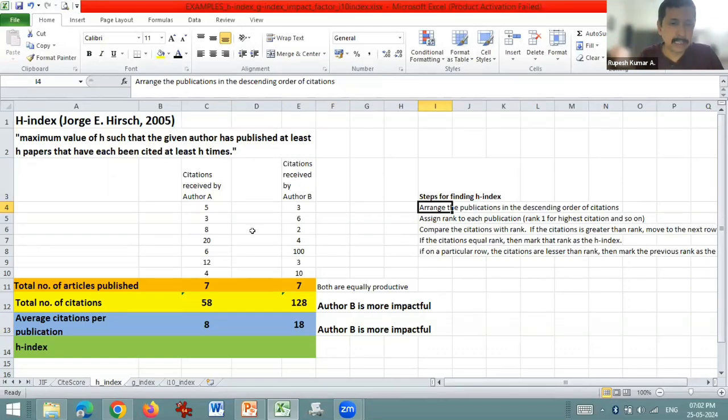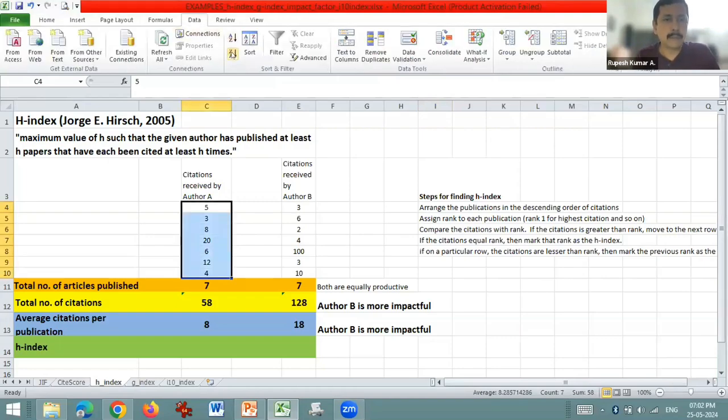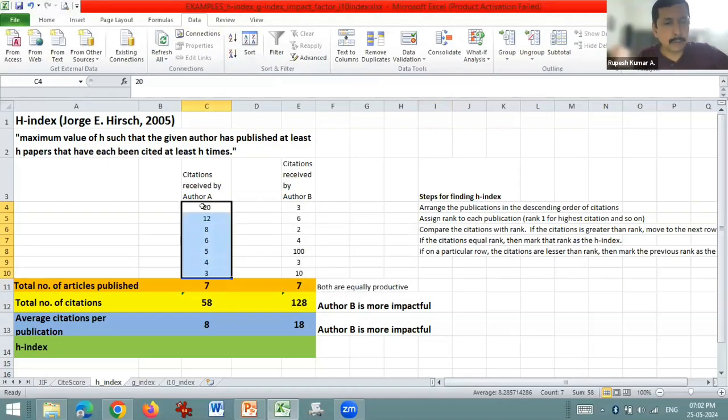So let us do it. I will take up author A. I will select the citations, go to sort, and sort it in ZA, that is descending order. Now, these publications are sorted in the descending order of citations. That means higher to lower.